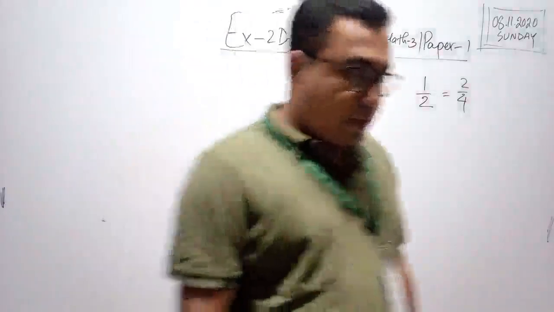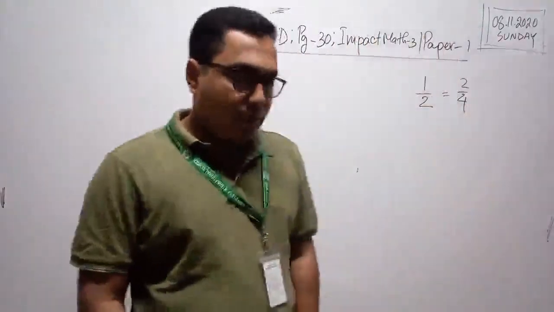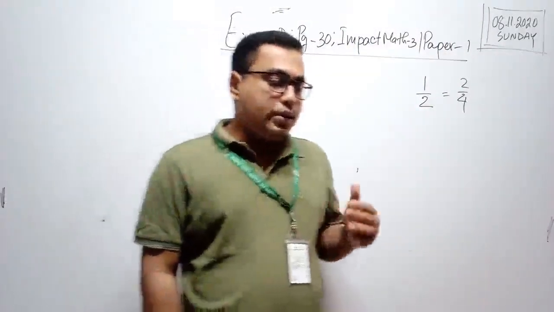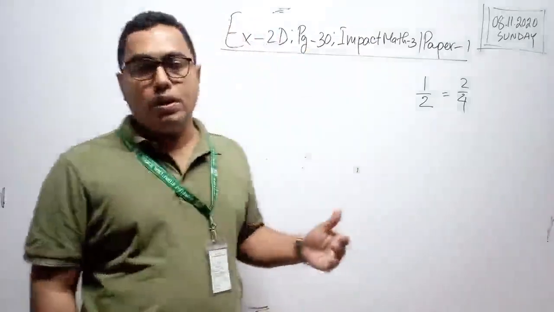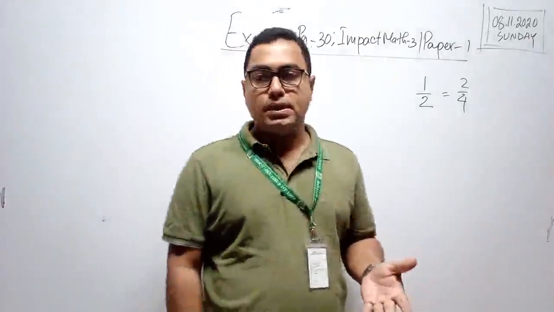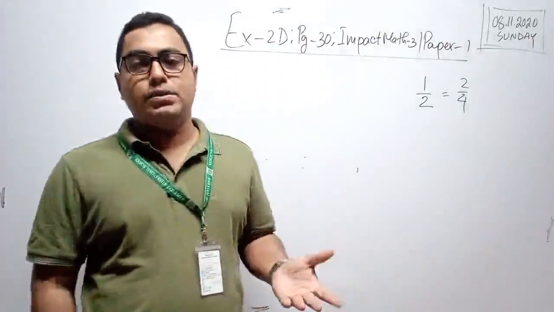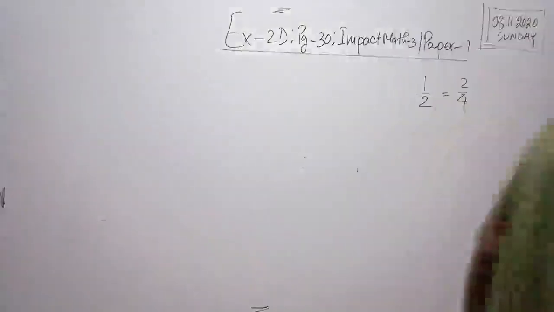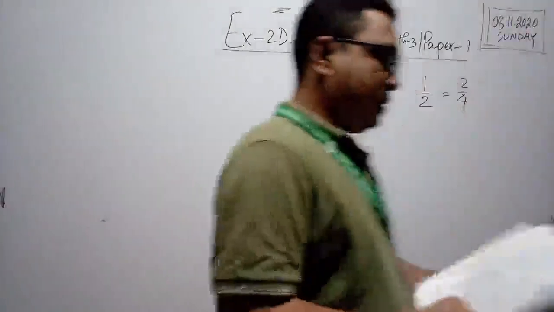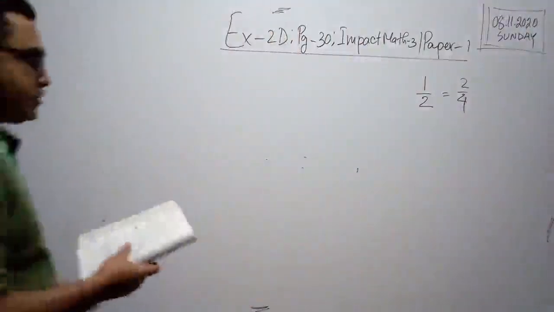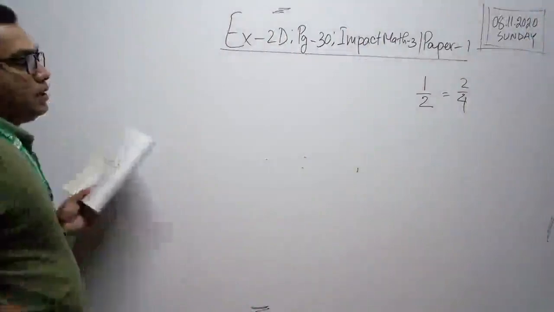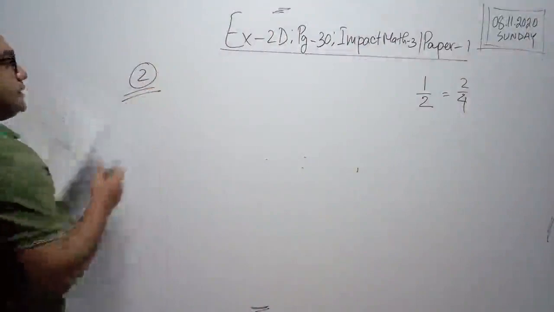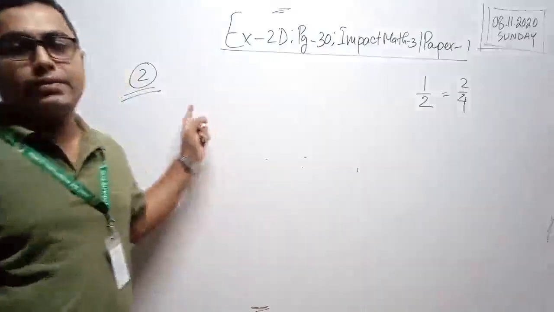To solve the math from this exercise, we have two ways. One is using equivalent fractions. In the book, they have given two examples. And you have another option. I think you studied this kind of method. First of all, I'll try to solve in the method which is given in the book. In this exercise, we will start from question number 2.